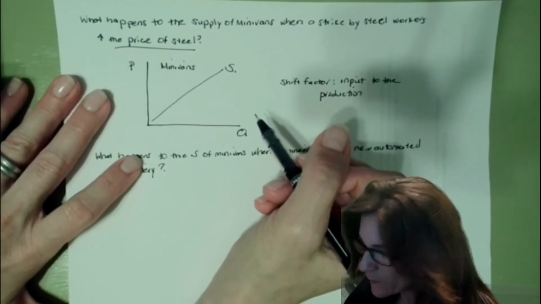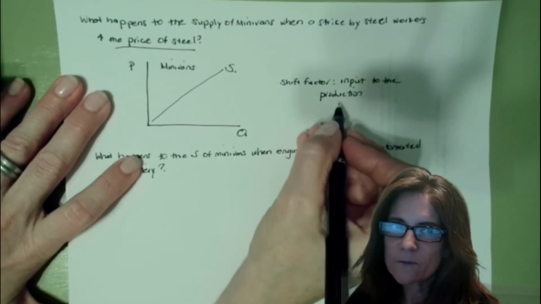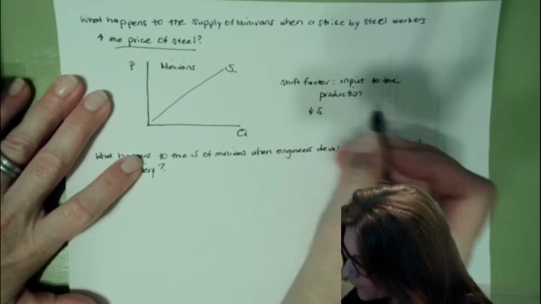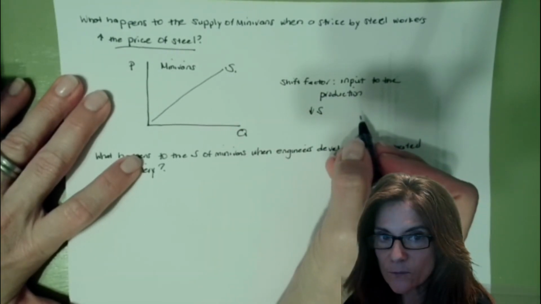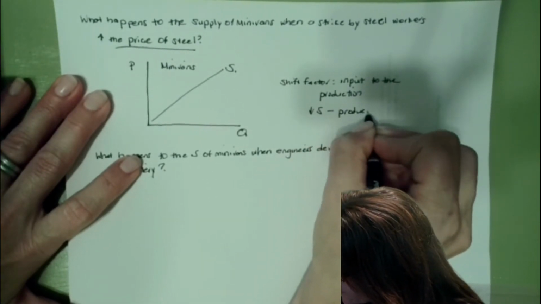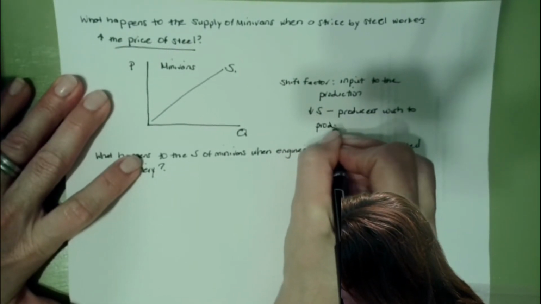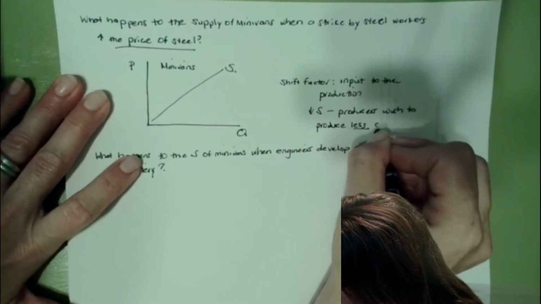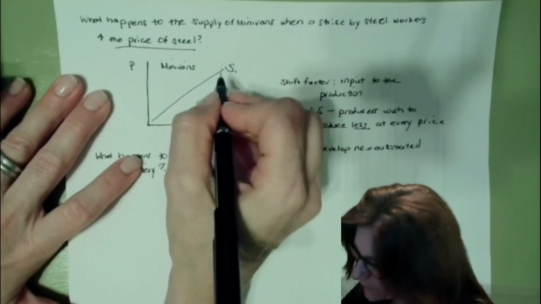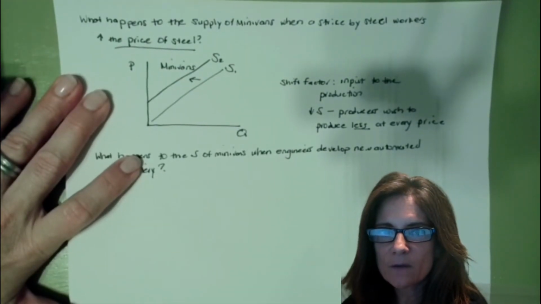So if the price of an input goes up, that's not necessarily good for producers. What that means is it's more expensive for them to produce each good. So that means it's going to reduce supply, or create the incentive for producers to produce less at every price. So this would be a shift leftward of the supply curve. Shift leftward from S1 to S2.